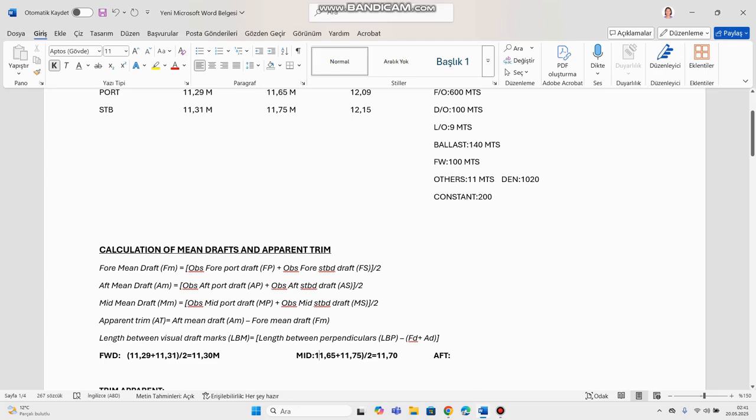And we will make same calculation for aft draft. 11.09 plus 11.15, divide 2, equal 11.11 meters.